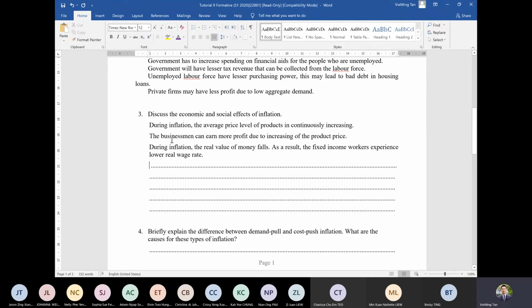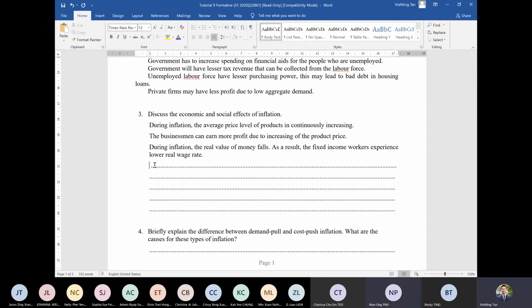Okay, any other impact that you can provide? Thank you, Carissa. Then Nian Ong, any other consequences during the inflation? You can describe who are going to get benefit, who are going to suffer. Nian, what do you think? The businessman who earns higher profits from rising price. Already mentioned by Becky, can earn more profit due to increasing the product price. So inflation has impact to the businessman, to the fixed income workers as well.